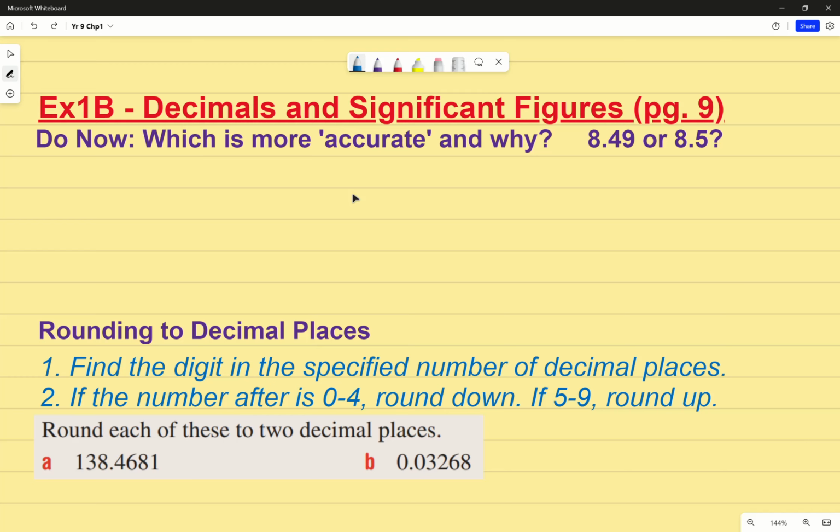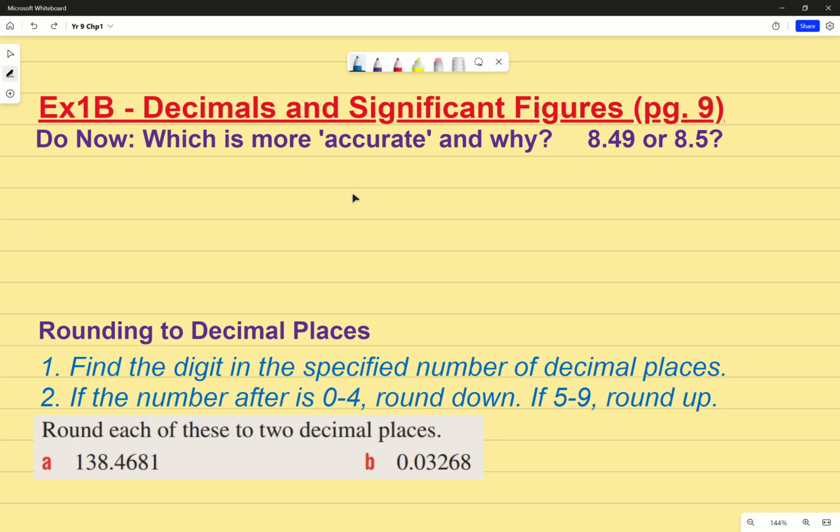For our junior question, we asked: which is more accurate and why, 8.49 or 8.5? Technically speaking, you can argue both sides, right? Accurate, in this case, accurate to what? However, normally speaking, the more decimal places you have, the more accurate it is. In this scenario, 8.49 would be quote-unquote more accurate than 8.5.